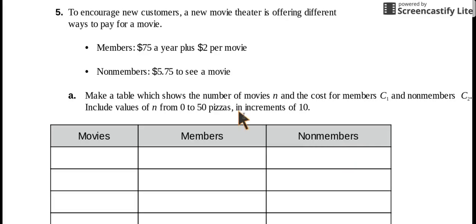This is the fifth question of your test. To encourage new customers and new movie theaters offering different ways to pay for a movie, here is your deal: members pay $75 a year plus $2 for a movie. Non-members pay $5.75 to see a movie.